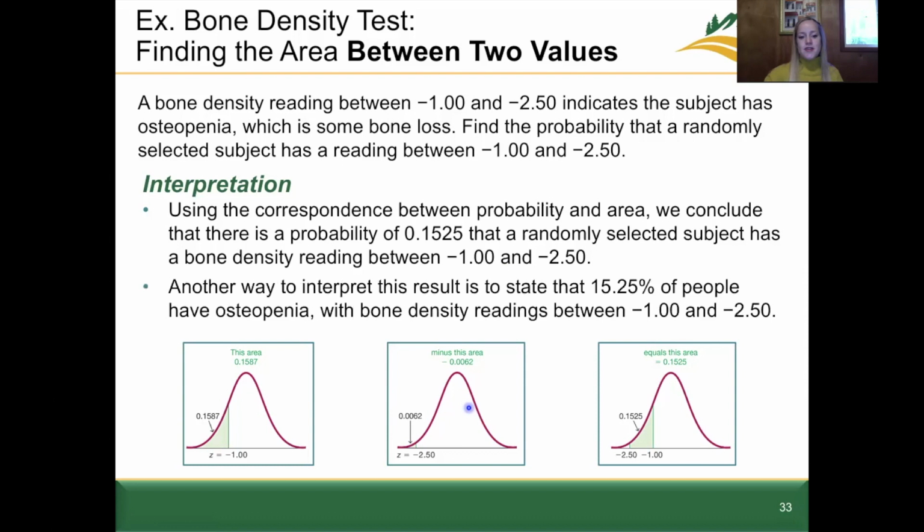For the interpretation, again, using percentages, it's important to be able to go between percentages and decimal values. So another way to say this is that 15.25% of people have osteopenia because this percentage of patients have bone density readings between negative 1.00 and negative 2.50.